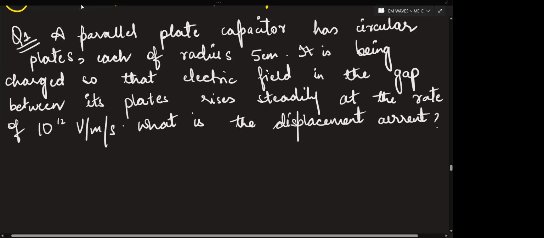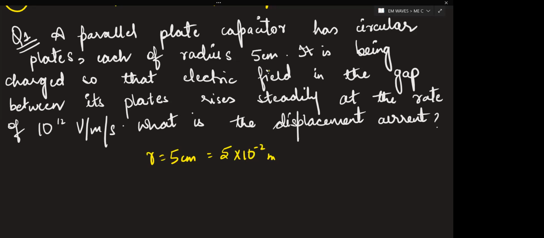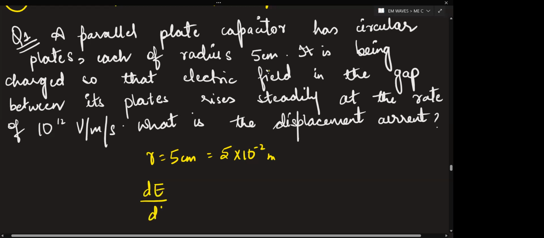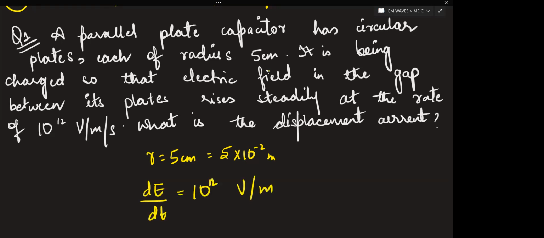8.85 amperes. No, Krishna. See, let me discuss it with you. A parallel plate capacitor has circular plates, each of radius 5 centimeters, which is 5 into 10 to the power minus 2 meters. It is being charged so that the electric field in the gap between its plates rises steadily at the rate dE over dt, the rate of change of electric field, given as 10 to the power 12 volt per meter per second.